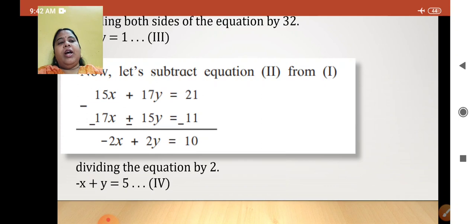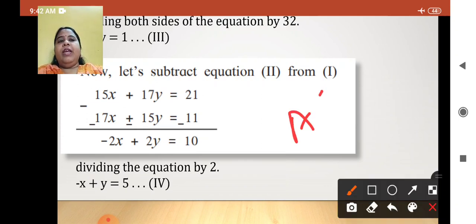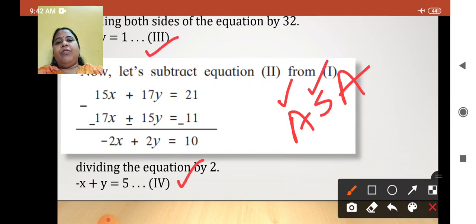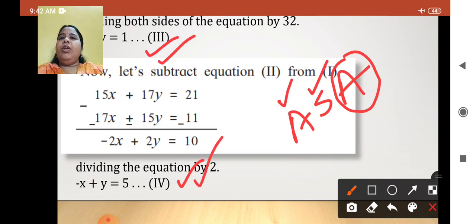Okay, now see, I have told you the steps as A, S, A. Addition is over, we have got equation number 3. Subtraction is over, we have got equation number 4. Now what is left is this last part of adding, and that should be done with equation number 3 and equation number 4. I hope the concept is clear.